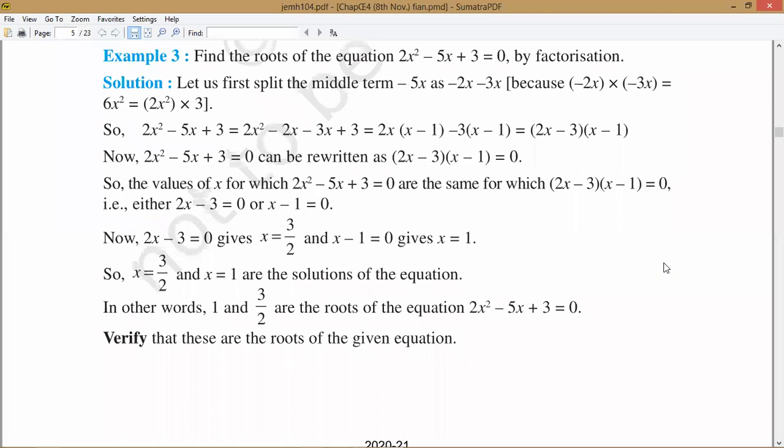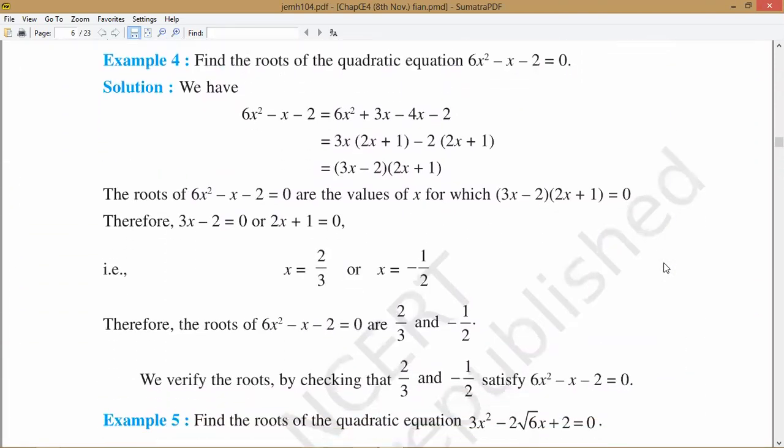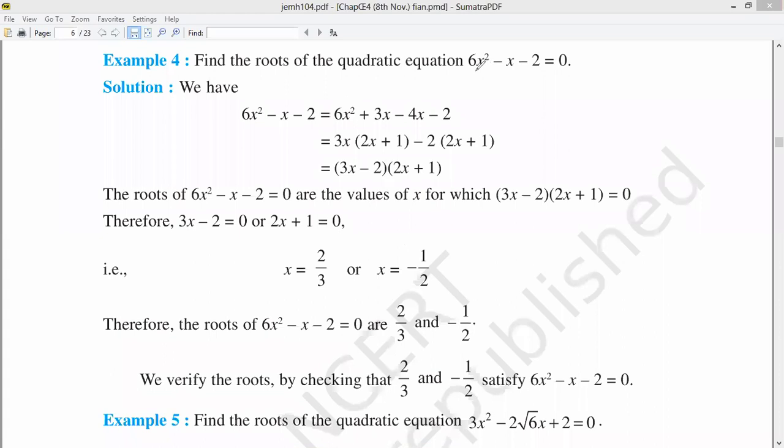Now we see example number 4. So example number 4 is find the roots of the quadratic equation 6x square minus x minus 2. अब यहाँ पर हम देख सकते हैं the coefficient of x square is 6 and the constant term is minus 2, but हम साइन के साथ बात नहीं करते, हम विदाउट साइन बात करते हैं. तो 6 and 2 is 12. So यहाँ पर वैल्यू आती है 6 into 2 is equal to 12.